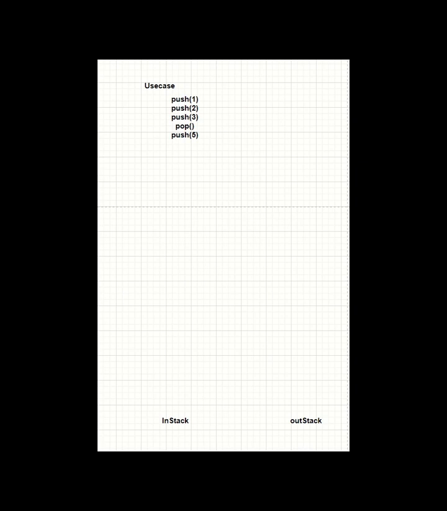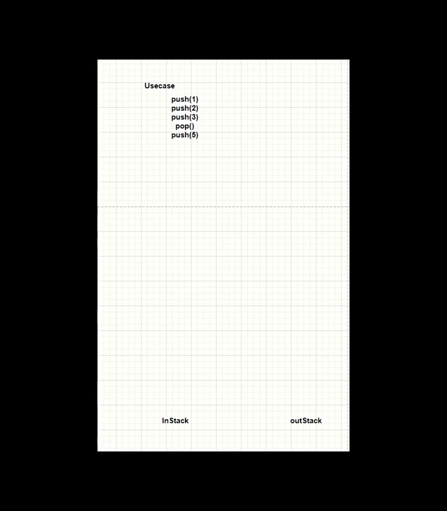So we are first enqueuing three elements, 1, 2, and 3 initially, and then dequeuing an element, and then again enqueuing another element, 5, into the queue using stack. So we are kind of mimicking queue implementation with stack. To do that, we need two stacks. We basically make use of two stacks.